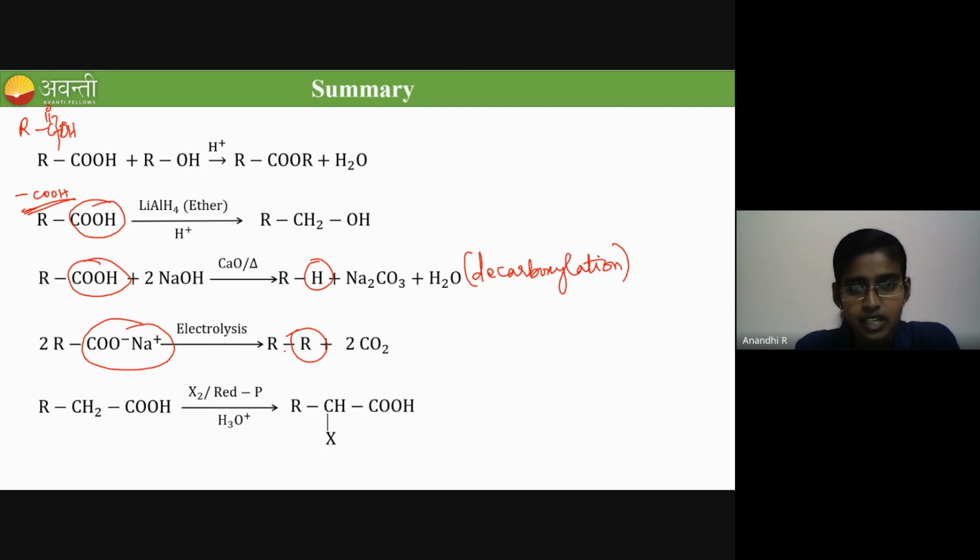Now we are at the end of the lesson. I am discussing the summary. So the last reaction for today's session is, what is the name of this reaction, students? Can you find out the name of this reaction? This reaction we have discussed in the substitution reaction of carboxylic acids.